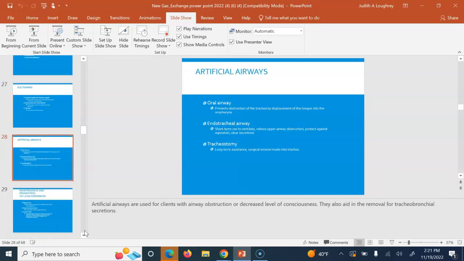Artificial airways that you saw hopefully in lab, in the show and tell, those are oral airways, and they will prevent obstruction of the trachea. By the displacement of the tongue, it prevents the tongue from blocking. There are endotracheal airways, which are short-term use to ventilate, and tracheostomy, which we talked about earlier as well.